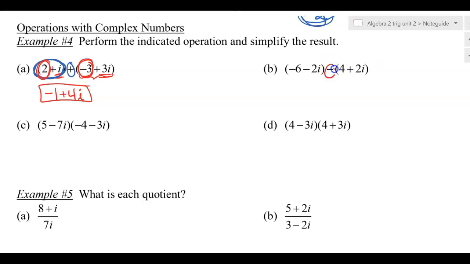So when we get this subtraction problem, really the only difference is that that subtraction, just like when we were combining like terms in Algebra 1, we have to remember that that subtraction sign applies to all parts of the number that follow. And so our real parts would be -6 and -4, making -10. And our imaginary parts would be -2 and another -2, making -4i.